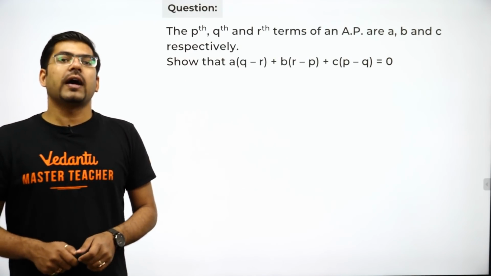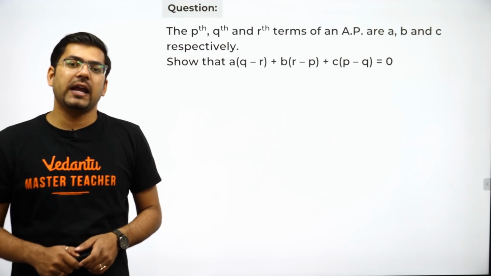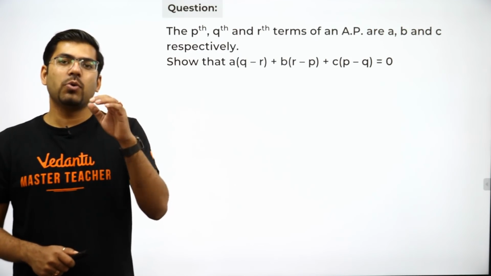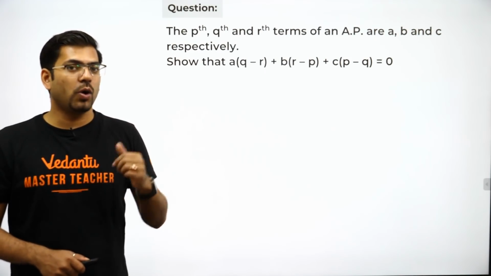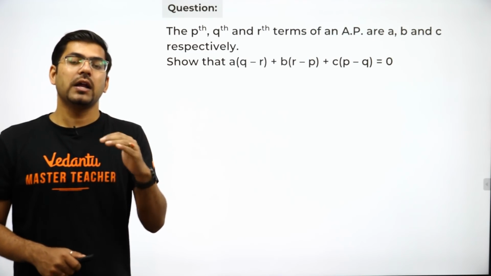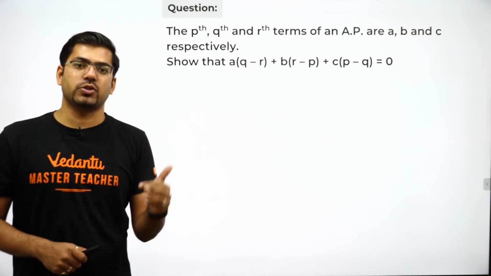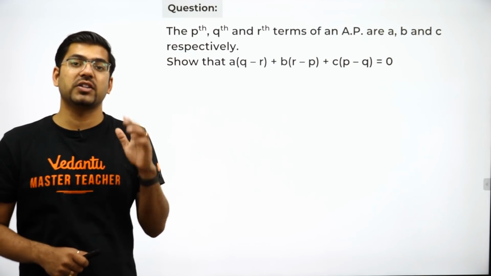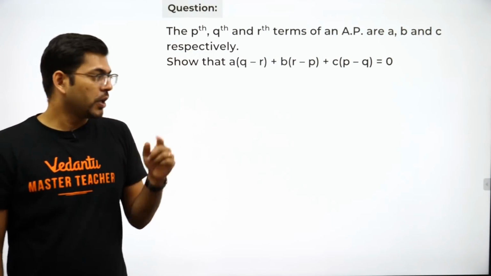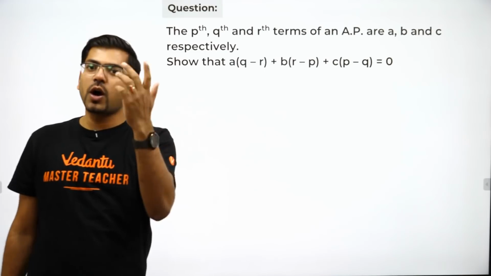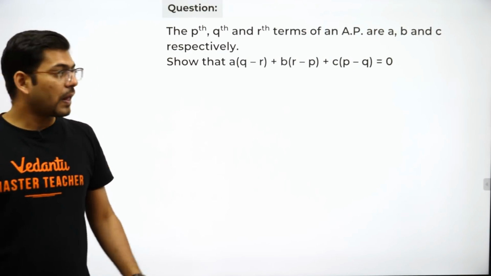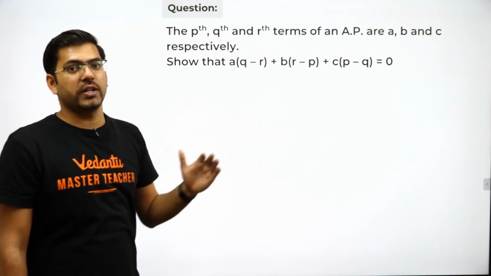Pth, Qth and Rth term of an AP are A, B and C. This is the most wonderful question, and let me tell you guys, all the questions which I am showing you here are predominantly 4-marker questions. So this would also be a 4-marker question, and this is a tough question. Let me tell you, you would have seen this question even in your RD Sharma or some other textbook, and that is why I am telling you that this question is a good one.